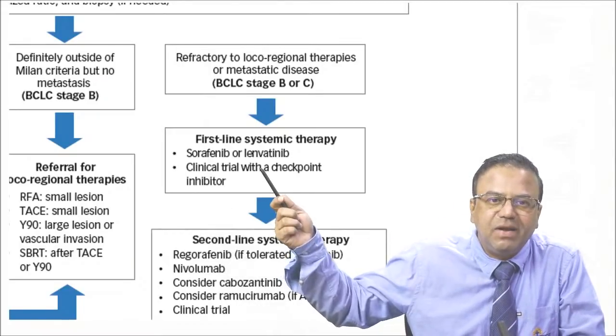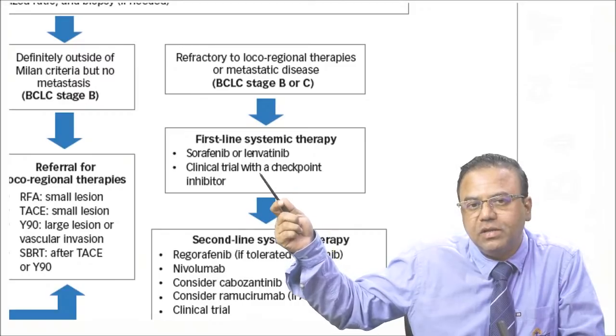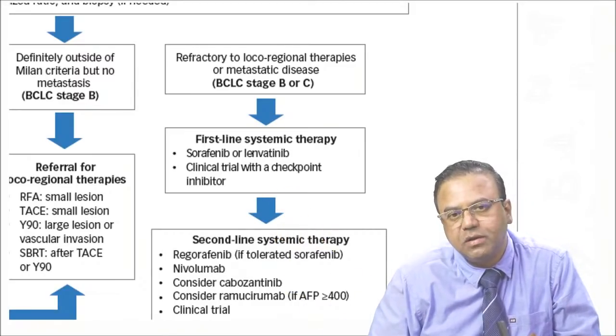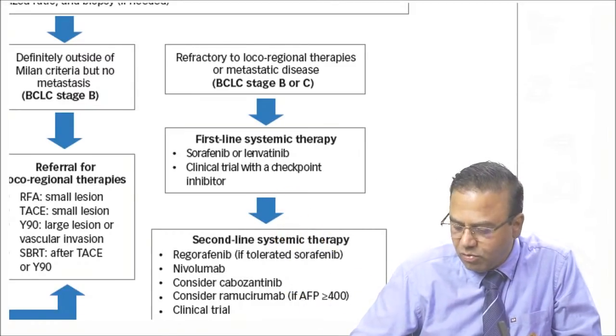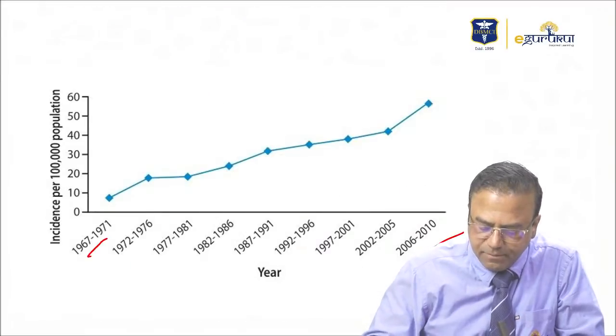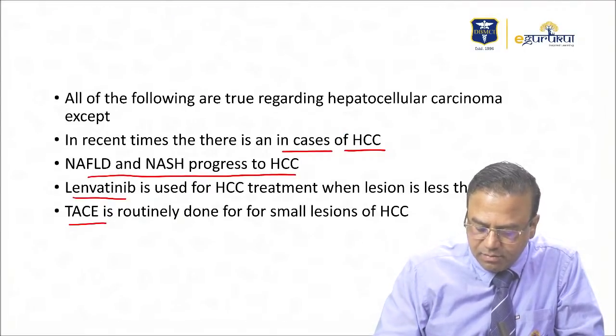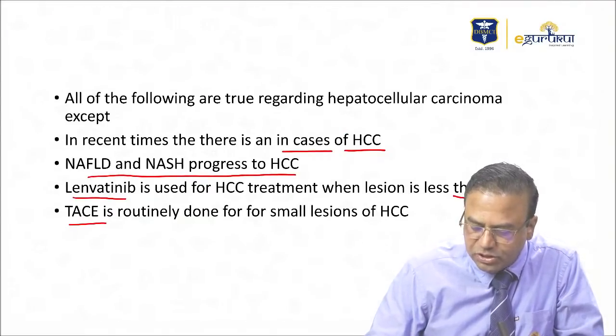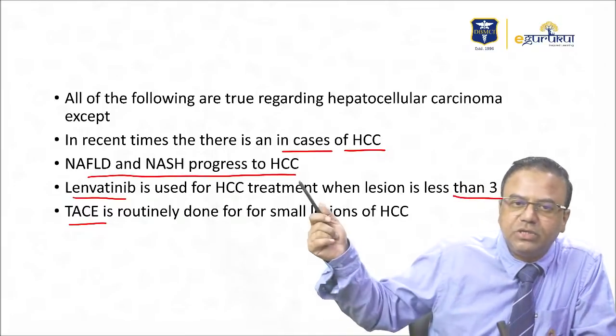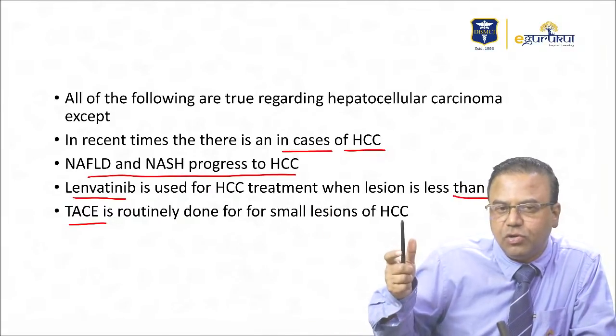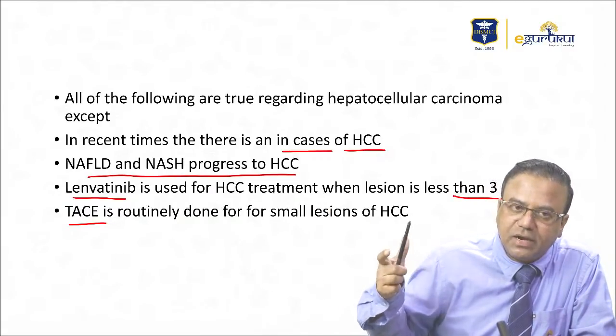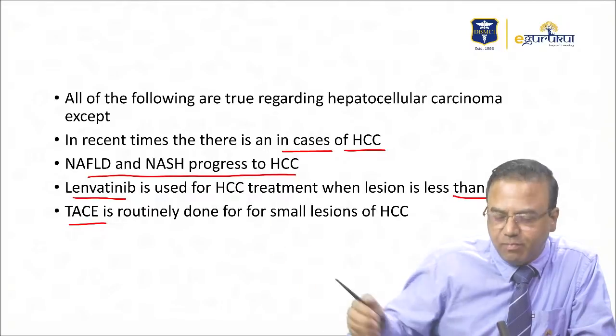So sorafenib, lenvatinib, these two are the first line systemic therapies. I don't know what the exact choices were in this question. From what I could understand, they had given lenvatinib for small lesion, which I think is incorrect. Lenvatinib is generally an important option when you have resistance to local treatment or the patient has metastatic disease. That's when chemotherapy starts becoming important.